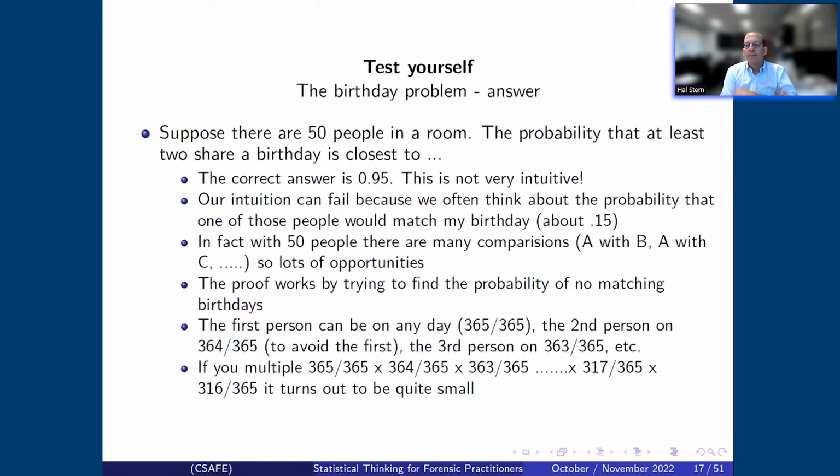We are thinking about all possible comparisons. So you can imagine taking each of the 50 people and comparing them to each of the others. And so I have A versus B and A versus C and B versus C. And so you get a lot of pairs that could be the matching pair. That proof doesn't really work, but that gives you an idea about why it's more than 0.15. The detailed argument is at the bottom of the slide.